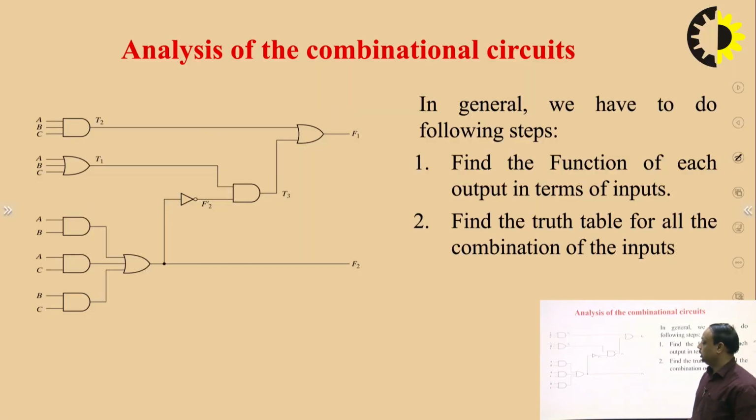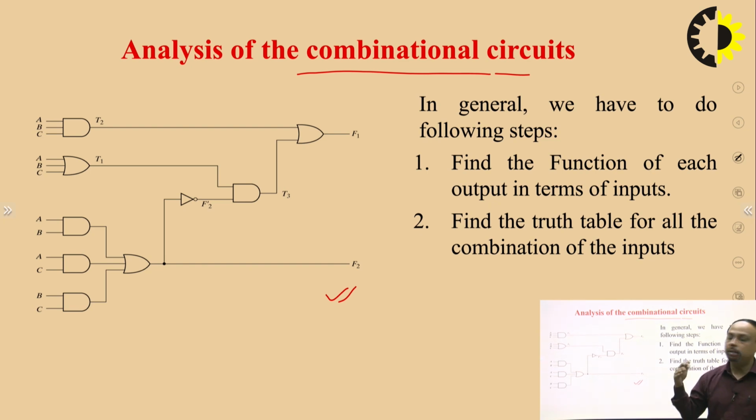The first topic is the analysis of combinational circuits. There are two types: circuit analysis and circuit design. If we are given a circuit and we have to analyze how this circuit performs, it comes into the category of analysis of the combinational circuit. While if we have a problem statement and we have to make the design of the circuit, then it comes in the category of design of the combinational circuit.